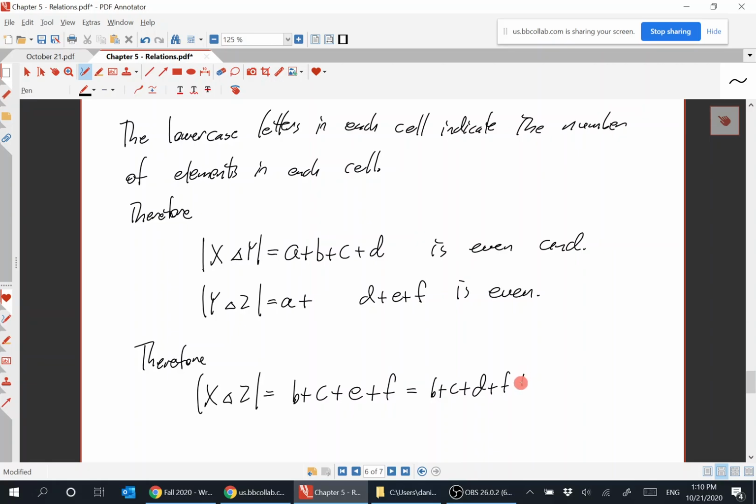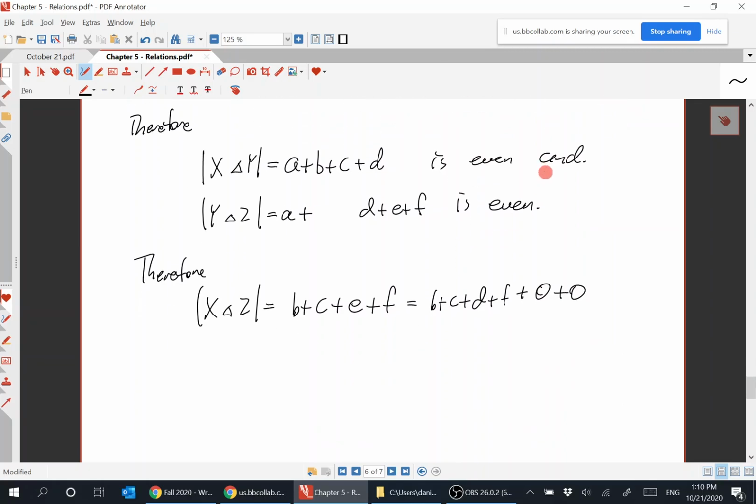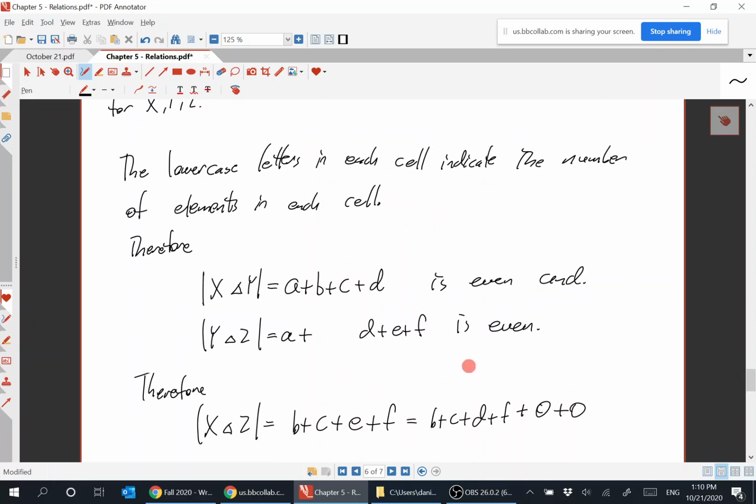Right? Plus 2A minus 2A. Well, plus 0 plus 0. Plus 0 plus 0, let's just do it that way, which is equal to B plus C plus E plus F plus 2A minus 2A plus, what's the other one that's missing?